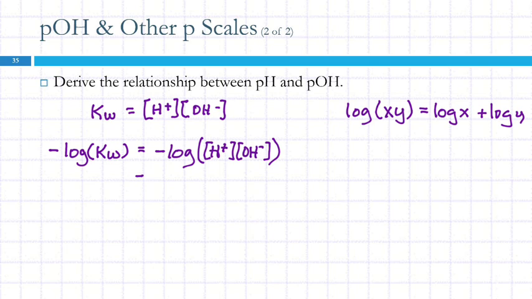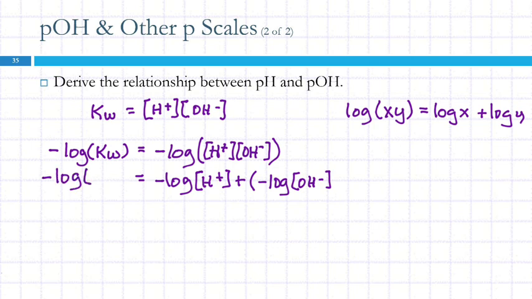So anyway, that means that this is equal to negative log of H plus plus the negative log of OH minus, right? And how do we abbreviate negative log of? P. pKw is equal to pH plus pOH.